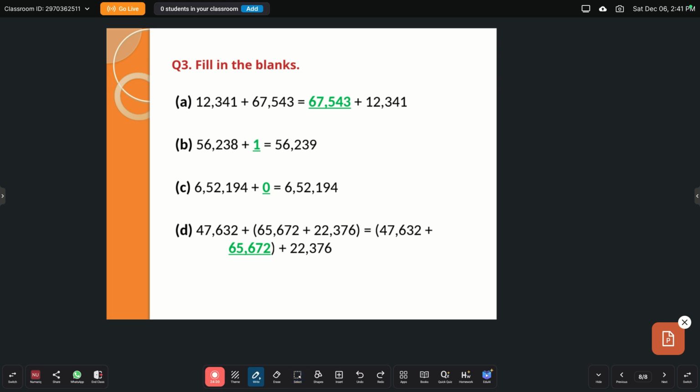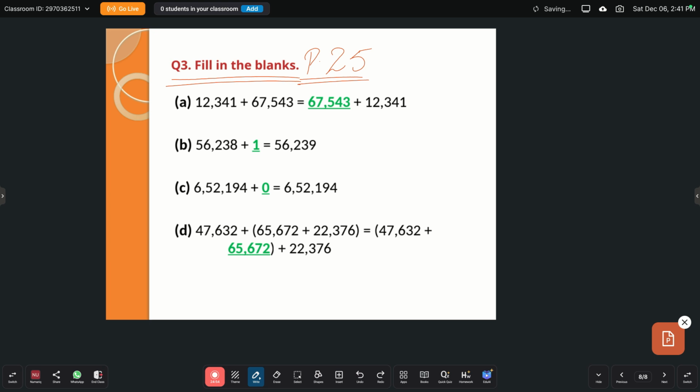Okay, beta. See, here the question is fill in the blanks. This is written on page number 25 of your books. So we will start with our first part. See, in this question, you have to apply the properties of addition. What do you have to apply? You have to apply the properties of addition.